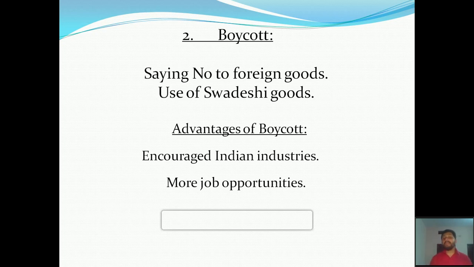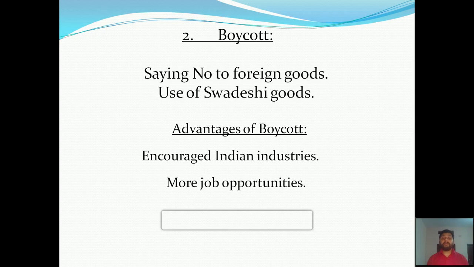It encouraged the Indian industries. We have seen during the time of the British, in the first centuries of the administration of the British, or in other words after the first war of independence in 1857, there was a big failure of industries in India due to the different policies followed by the British. But now when the leaders put forward the ideology of Swadeshi and boycott, it encouraged Indian industries.